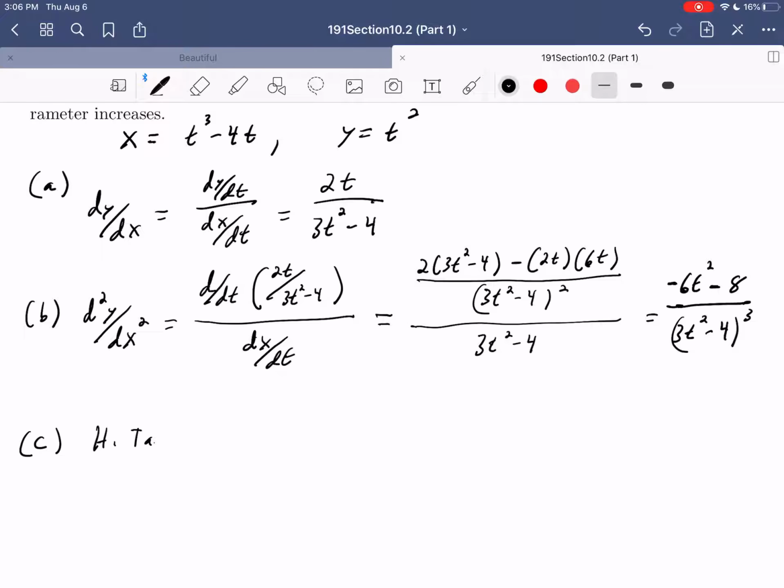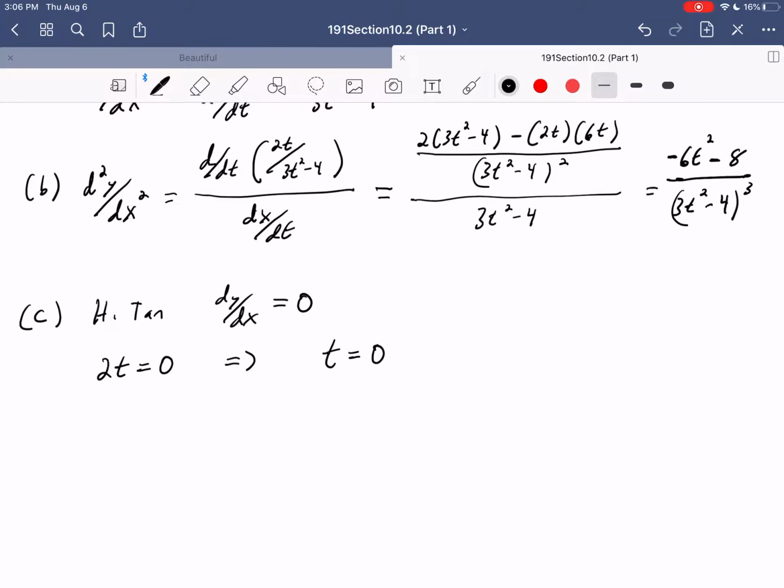Horizontal tangents, again, mean that dy dx is going to be 0. Since these dy dx's always come out as a fraction, the numerator has to be 0, so this means 2t equals 0, which implies that we're going to have a horizontal tangent at t equals 0. So when the parameter is 0, we will have a horizontal tangent. For vertical tangents, that means dy dx undefined.